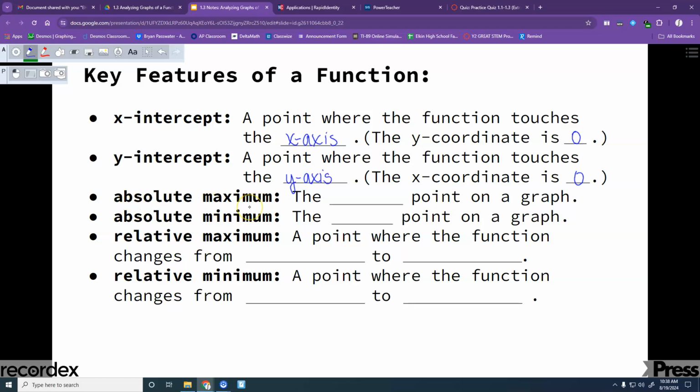Absolute maximum is the highest point on a graph. The absolute minimum is the lowest point on a graph. So absolute maximum is going to be something like this. It's that very highest point. Absolute minimum is something like this. The very lowest point.